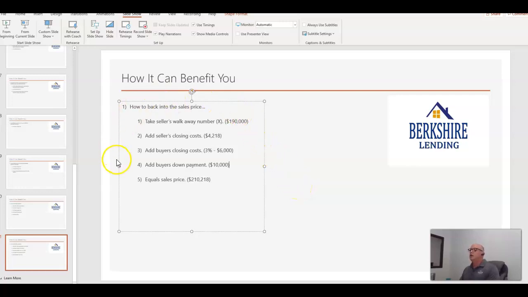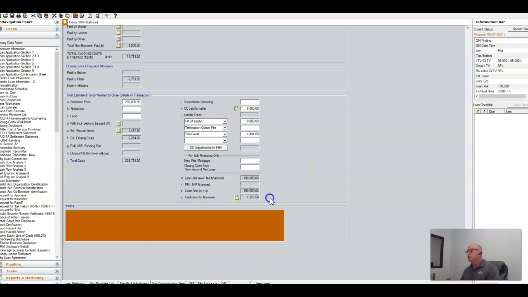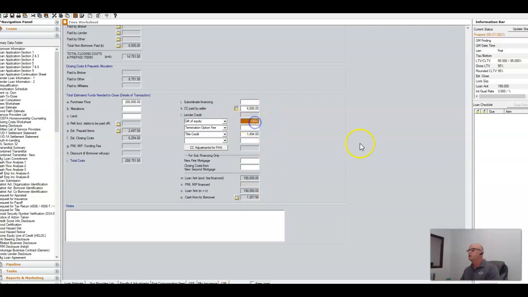So under this scenario, the buyers in this scenario are still coming with $1,200 just because we have a limit or a cap on the seller concessions. If it was FHA, they would be $0. But that's kind of how this works. So it's not an exact science, but that's the idea of it.